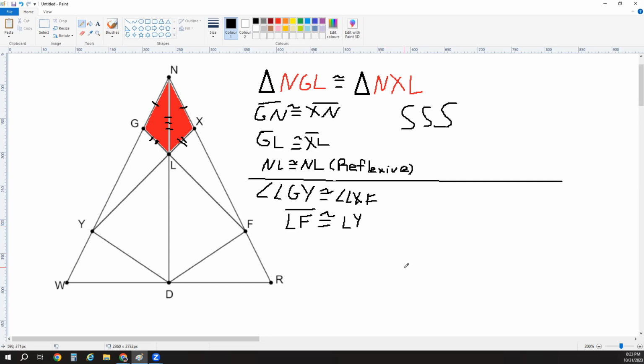What could we prove with that? Well, let's take a look. Right, so we got angle LGY is congruent to angle LXF. All right, and then we have LF.